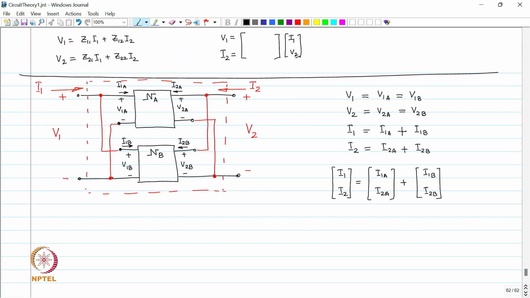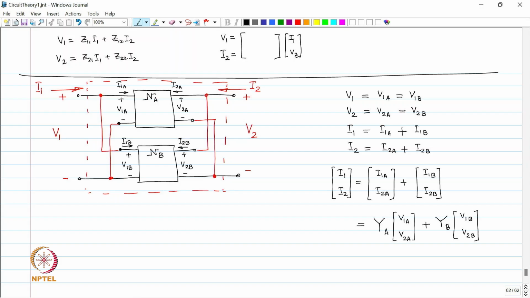And I 1 A I 2 A is related to V 1 A V 2 A through some relationship Z. Y, admittance. So, let us say we know the y parameters of network A. I 1 A I 2 A is nothing but y A times V 1 A V 2 A, all right, and I 1 B I 2 B is nothing but y B times V 1 B V 2 B.